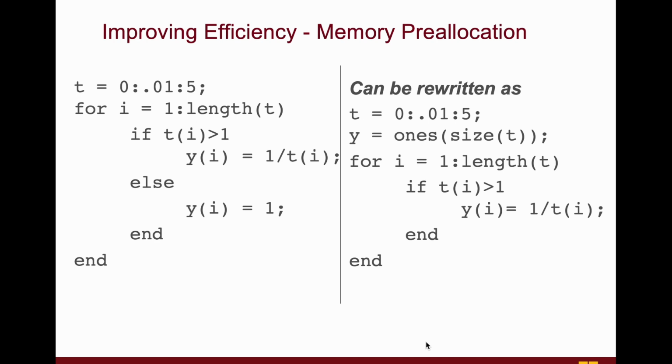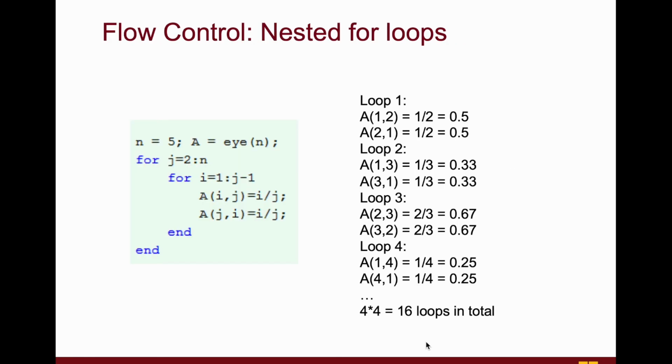Y vector is ones of size t. So we pre-allocate a space for this y vector, and then inside the for loop, we fill each element of the y vector with the calculated value. This is a way to pre-allocate memory for a variable, and it will avoid fragmentation of the memory.